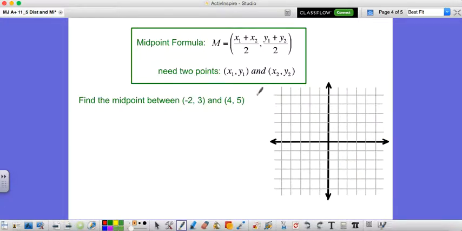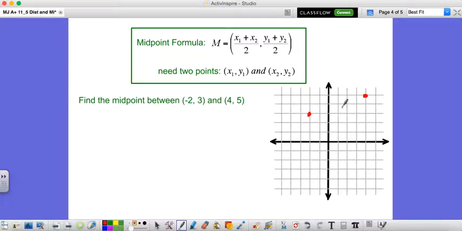The midpoint formula also deals with 2 points. And what the midpoint formula gives you is, well, the midpoint. So what's the middle point between 2 different points? So if we're finding the midpoint between negative 2, 3 and 4, 5, we're just looking for the middle point, so somewhere in here.